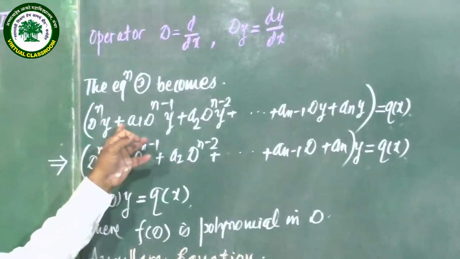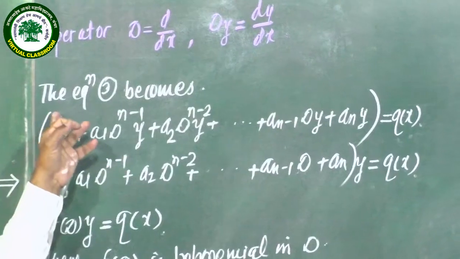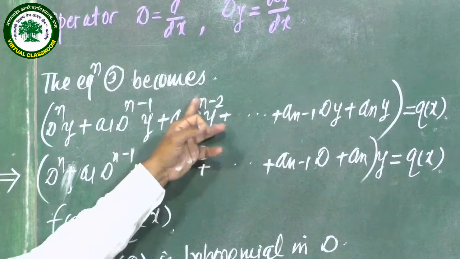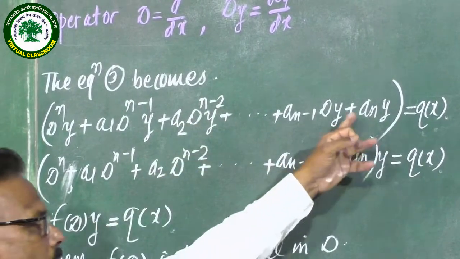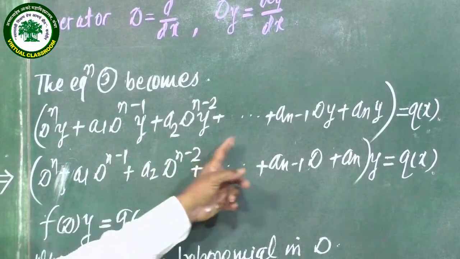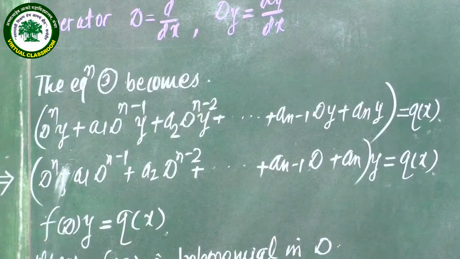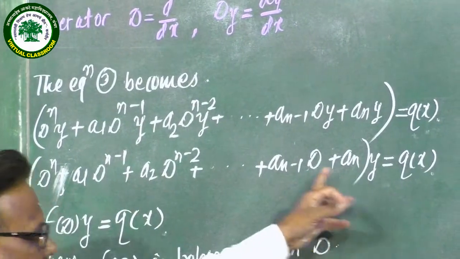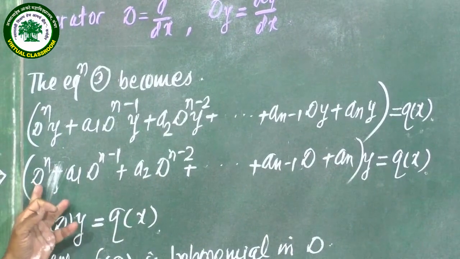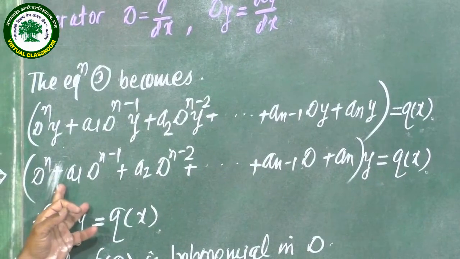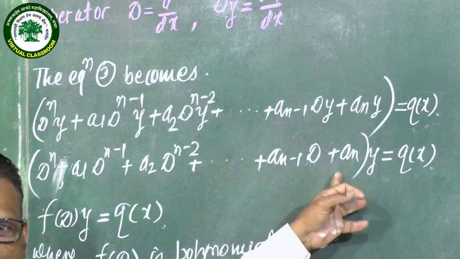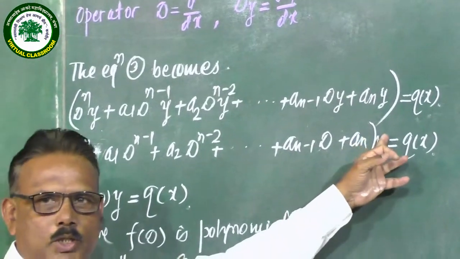Instead of d^n y by dx^n, we write D^n y plus a1 D^(n-1) y plus a2 D^(n-2) y, and continuing in this way, an y, which is equal to q(x). Here a1, a2, a3, an are arbitrary constants. Taking y common, this differential equation is written again, where the bracketed quantity D^n plus a1 D^(n-1) plus continuing in this way a(n-1) D plus an, with y taken outside, is equal to q(x).